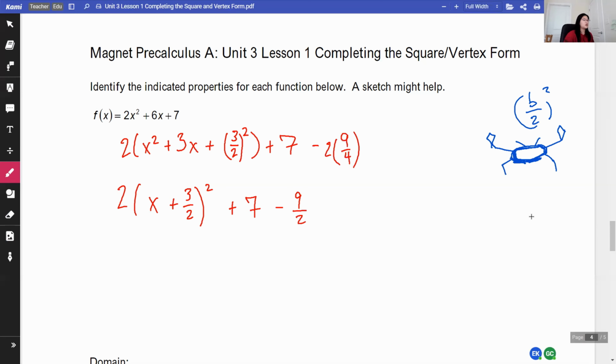Okay. And then what do we have? Man, that's like frustratingly laggy. It is what it is.